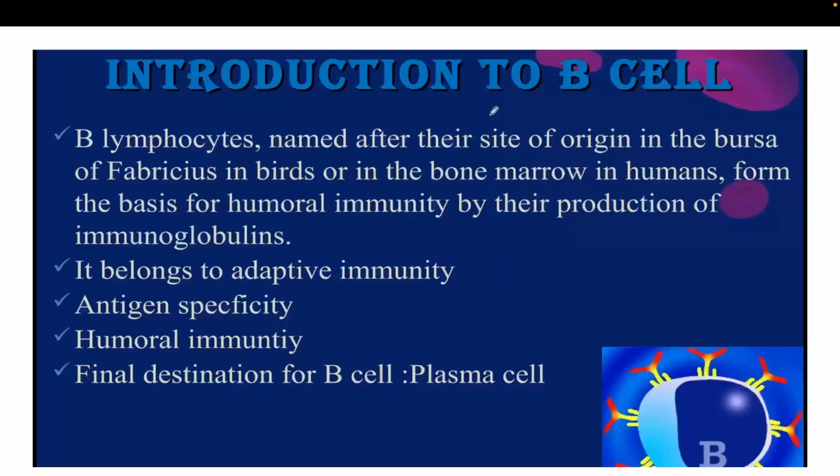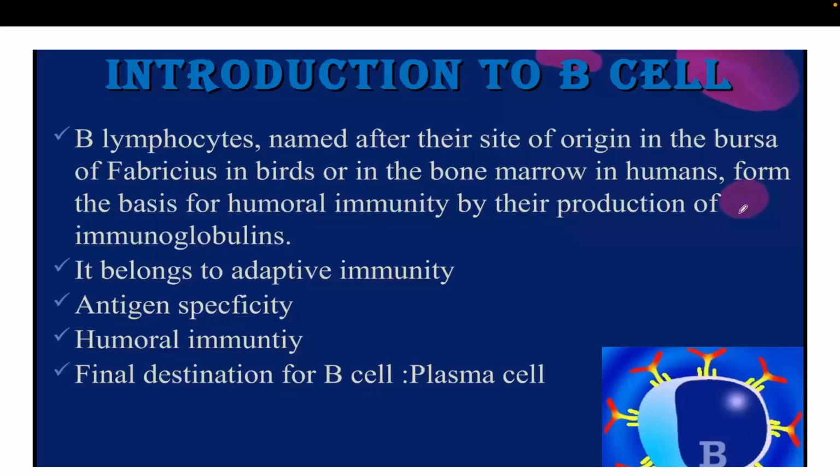So what is the B cell? This B lymphocyte is named after its site of origin, the bursa of Fabricius in birds, or the bone marrow in humans. Okay, so these are the primary lymphoid organs. In case of birds, it is present in the bursa of Fabricius, and in case of humans, it is in the bone marrow.